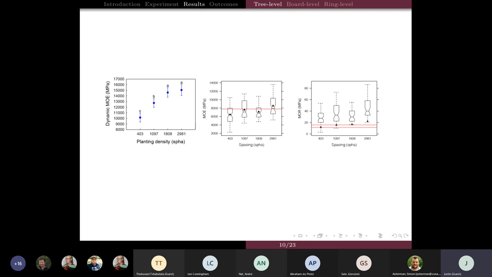So taking a look at the results, on the left you have the standing trees, the dynamic MOE that was only for the one trial, the one spacing trial, and clearly seeing quite a sharp increase in stiffness with planting density increasing sharply from 4.03 to 18.08 stems per hectare, significantly. The different letters on each plot of means indicate significance between the two, for these graphs and the following graphs as well.